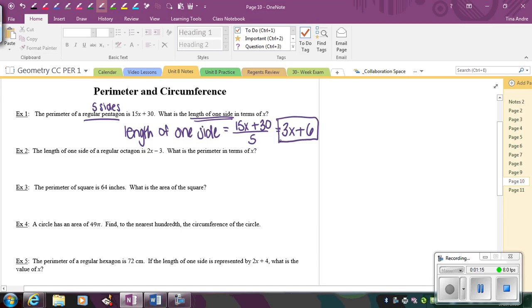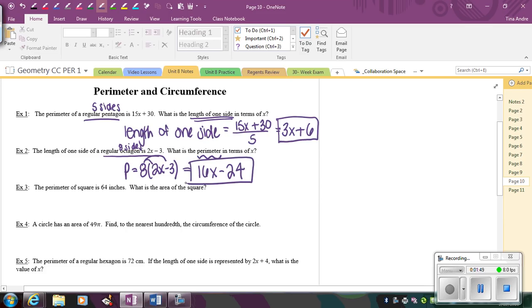The next piece here is going backwards. So if this is the length of one side of an octagon, remember an octagon has 8 sides, and that's the length of one side, what's the perimeter? Well, the perimeter means add all the sides. So if there's 8 of them, you have to add these 8 times, or just say that the perimeter is 8 times the length of one side. So in this case, we're going to be multiplying. So we get 16x minus 24. So that would be your perimeter.